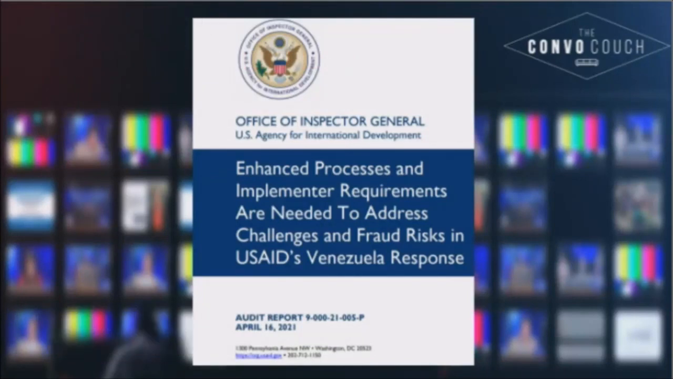It was kind of an audit report of what they could have done better. Throughout the whole report, they basically just talk about how they needed more interference. They were like, we should have had more communication between the National Security Council and the USAID. So here's the title: Enhanced processes and implementer requirements are needed to address challenges and fraud risks in USAID's Venezuela response. So that's what we're going to be going over.